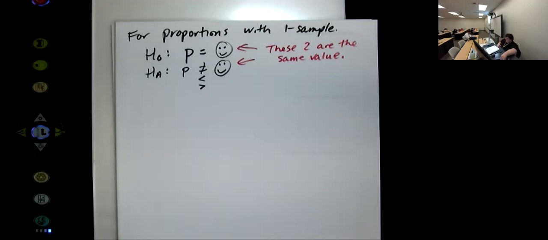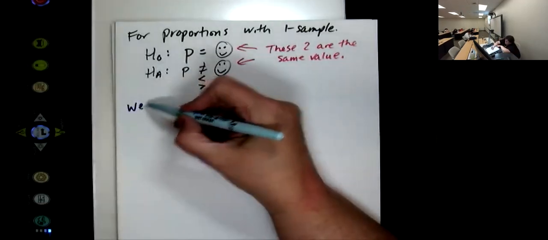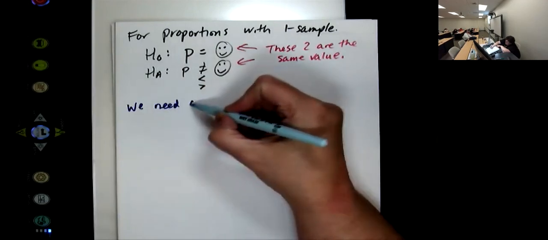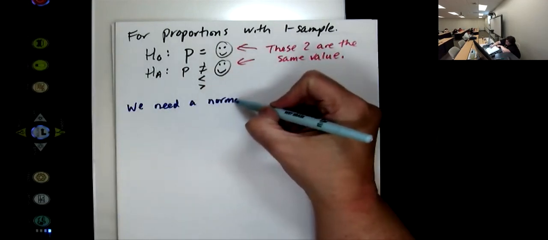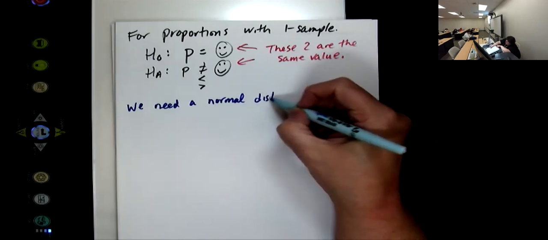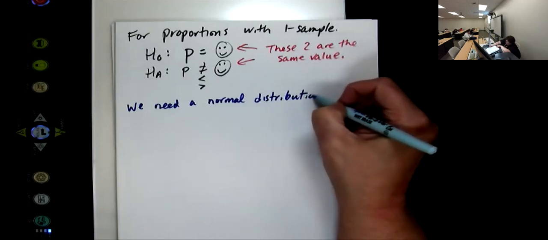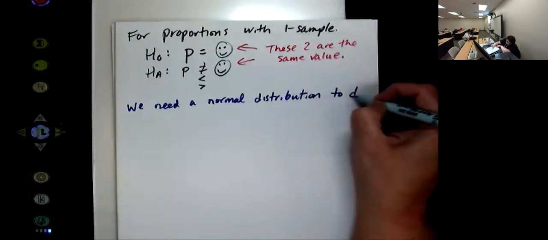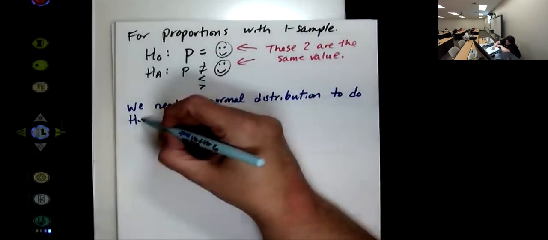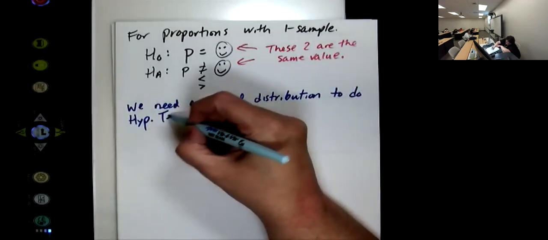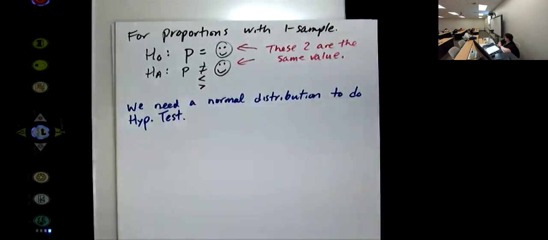We also need to have a normal distribution to do hypothesis testing, which I always abbreviate HYP, because hypothesis is a long word that I'd rather just say the hype. To do the hype test.